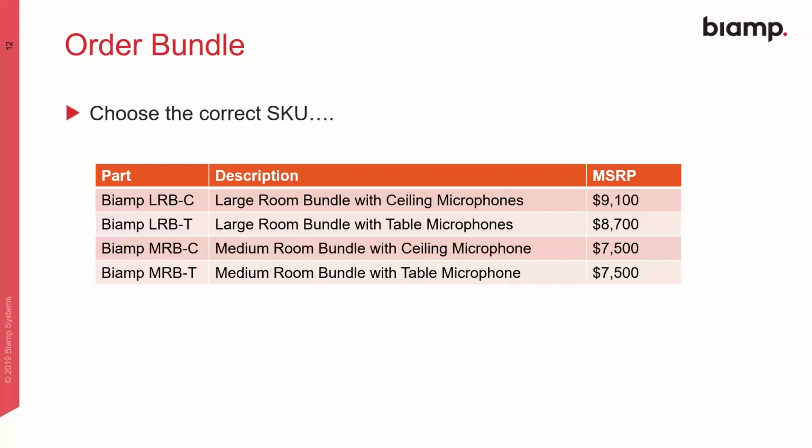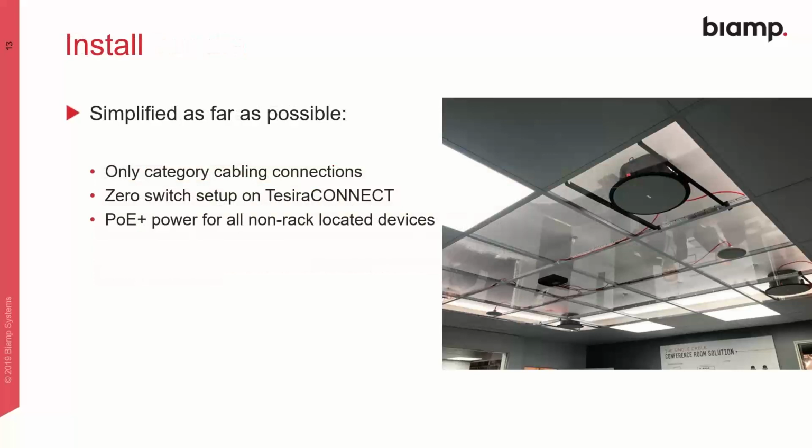The point here also is to list out all the SKUs, right? So we have a large room bundle with a ceiling microphone, a large room bundle with a table, and the same for medium-sized rooms. I think you'll find if you compare those with other bundles on the market, they're extremely competitive for what they offer. So ordered the right bundle.